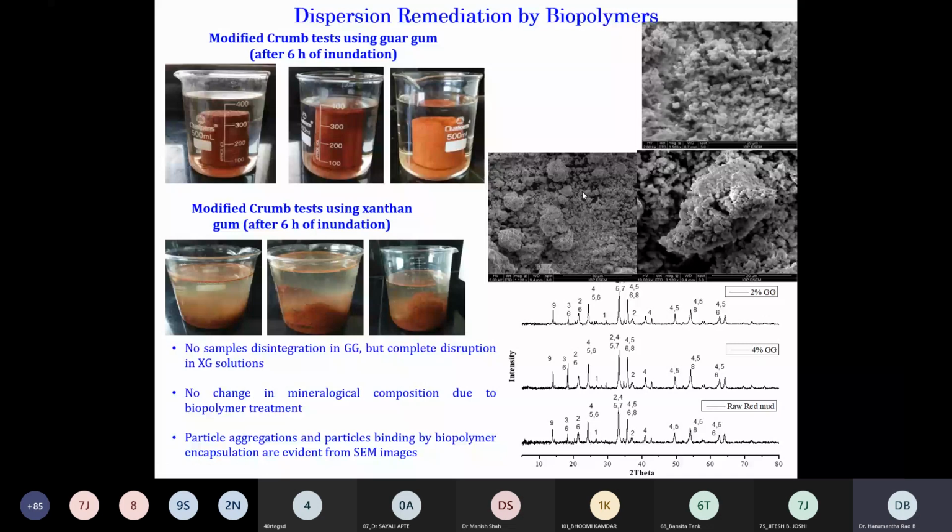But how do we ascertain that this is a physical phenomenon and is not changing any kind of mineralogy? For that purpose, we established the mineralogical characteristics with the help of X-ray diffraction. As you can see, there was no change in the mineralogical properties with the addition of the biopolymer. So this is how you can ascertain that only a physical process is responsible for mitigation of the dispersion, and there were no changes in the chemical compounds or chemical things happening inside the material.